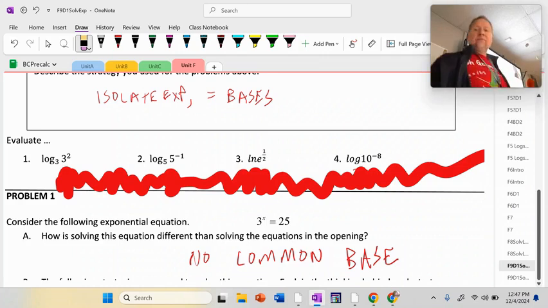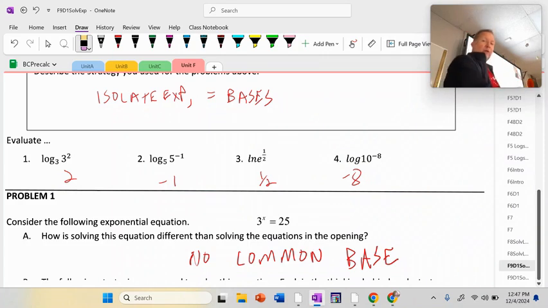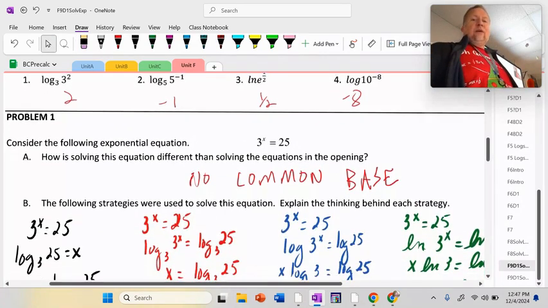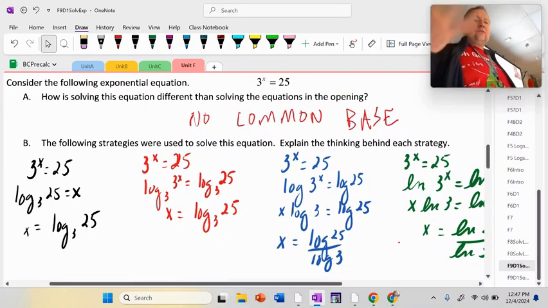Did you get these done too? How many people got all those right? 2, -1, 1/2, and -8. Should be everybody. Should be everyone. So knowing our rules here. Okay, so I just didn't want to spend a lot of time on this, so just write this down.